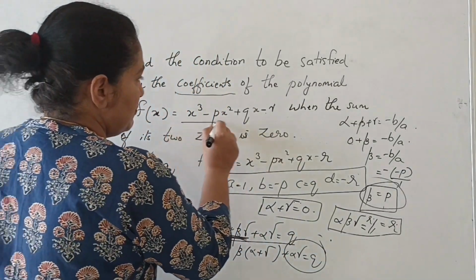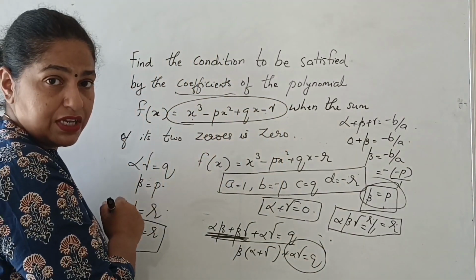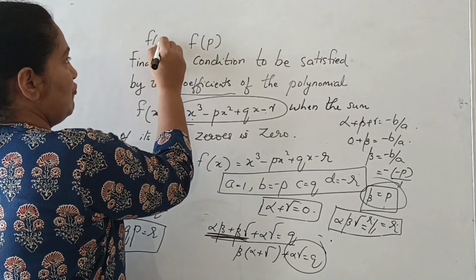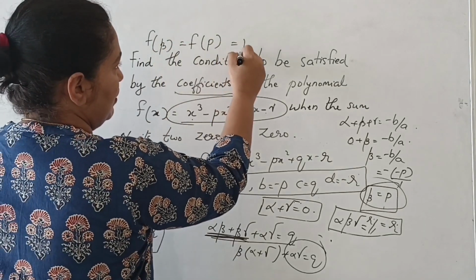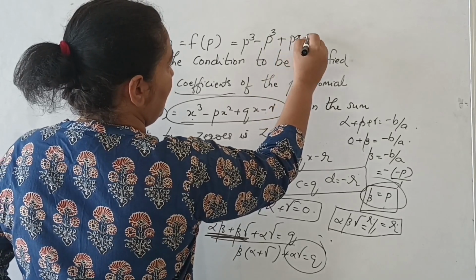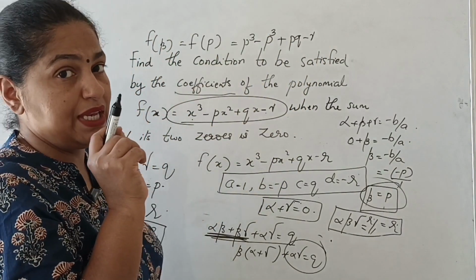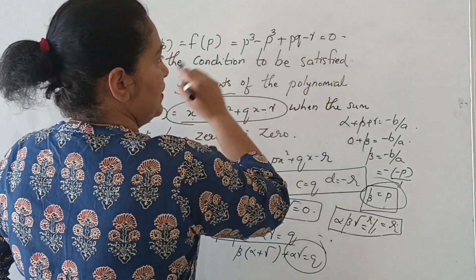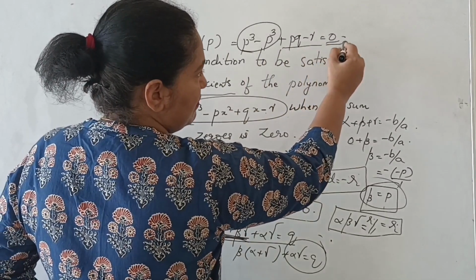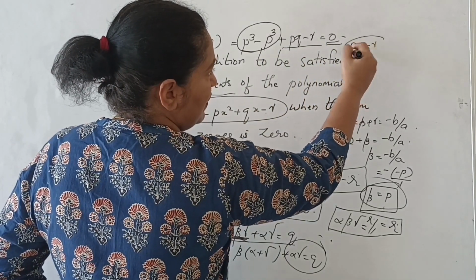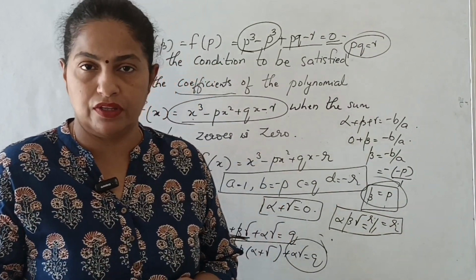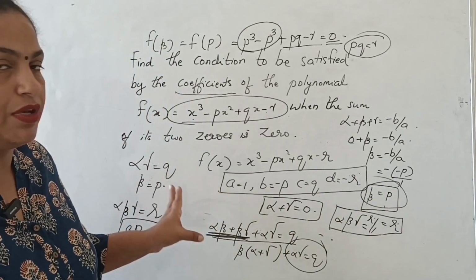So I am going to substitute p in the place of x over here and see what I am getting. I will get f of p, or this is f of beta, which is f of p, is equal to p cube minus p cube plus p cube minus r, and I know that because beta is a 0, this is equal to 0. p cube and p cube got cancelled. I will get pq minus r is equal to 0, or pq is equal to r. This is definitely a simpler way of doing this particular sum rather than going for this manipulation.